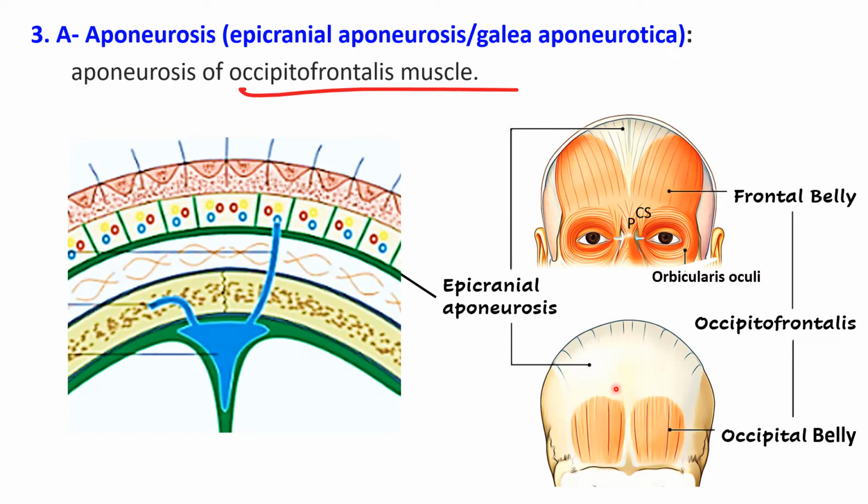aponeurosis. On the side, actually it cannot be seen here, but this epicranial aponeurosis will be attached to the superior temporal lines. Okay, so this is about this aponeurosis, which can be seen as a green thick layer which is present here. So this is the third layer.